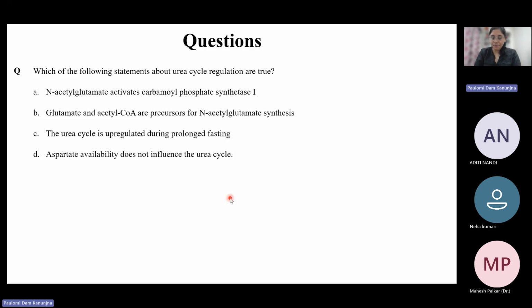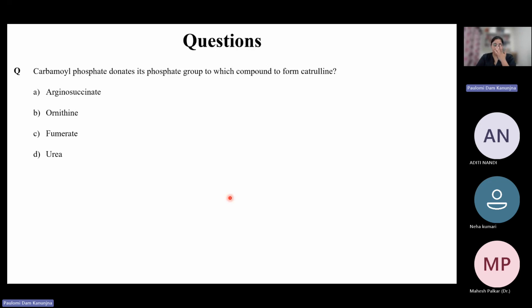Do you have any problem? Okay. If you have, as always, put it in the chat box. I'll come back. Right. Let's do the next question. Carbamoyl phosphate again. So you will see there are a lot of repeated questions. The more you solve it in a question answer form, the clearer it becomes and you get a hold of this topic.